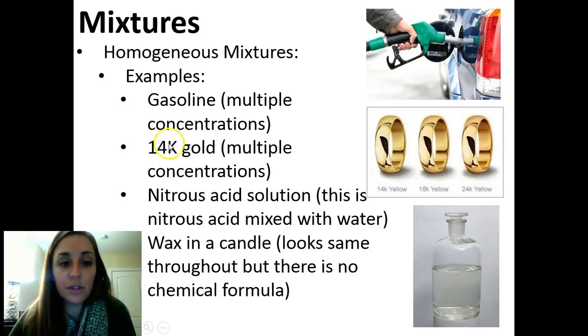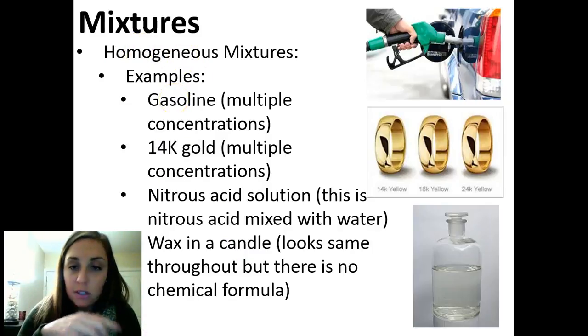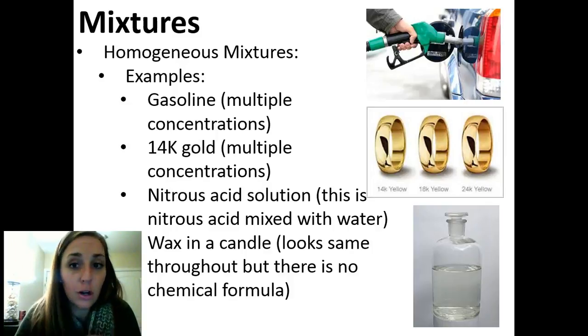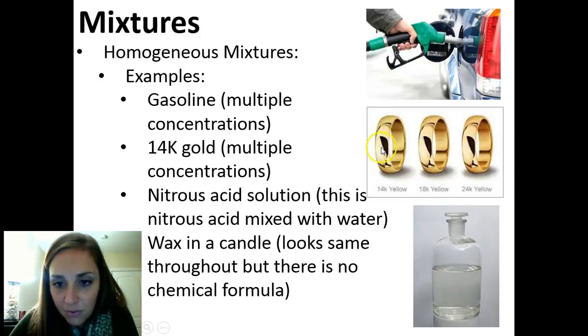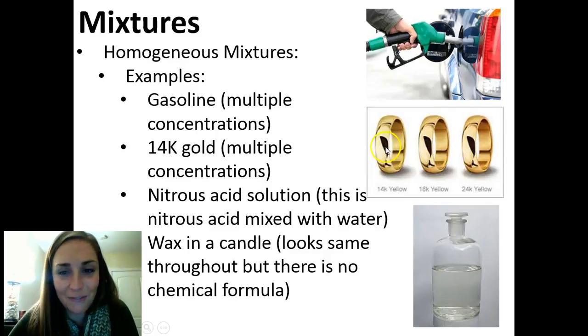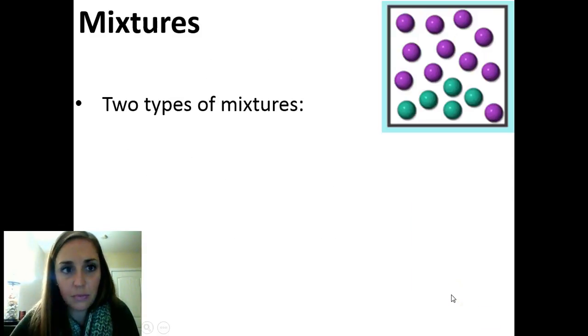All of these look the same throughout. That's why it's a homogeneous mixture. Gasoline, if you look at the top of gasoline versus the middle versus the bottom, it's all that black liquid. It looks the same. When you go through these rings, if I look up here versus I look down here, right now you can see different reflections, but if I turn it, I'll see the same reflection in different areas. The nitric acid solution, if you look up here and look down there, looks exactly the same.